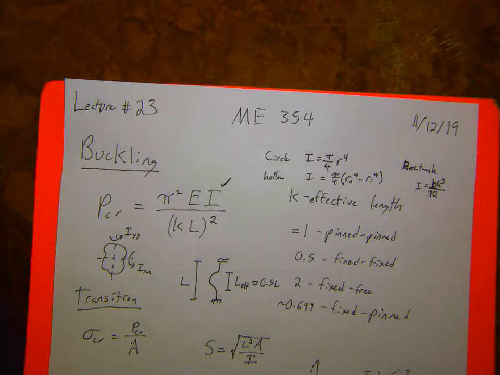So we need to look at the lowest area moment of inertia to figure out where the lowest peak load would be. Similar to that, if we have the same cross-sectional area, would a hollow square or a hollow circle have a higher or lower area moment of inertia with an equal area?